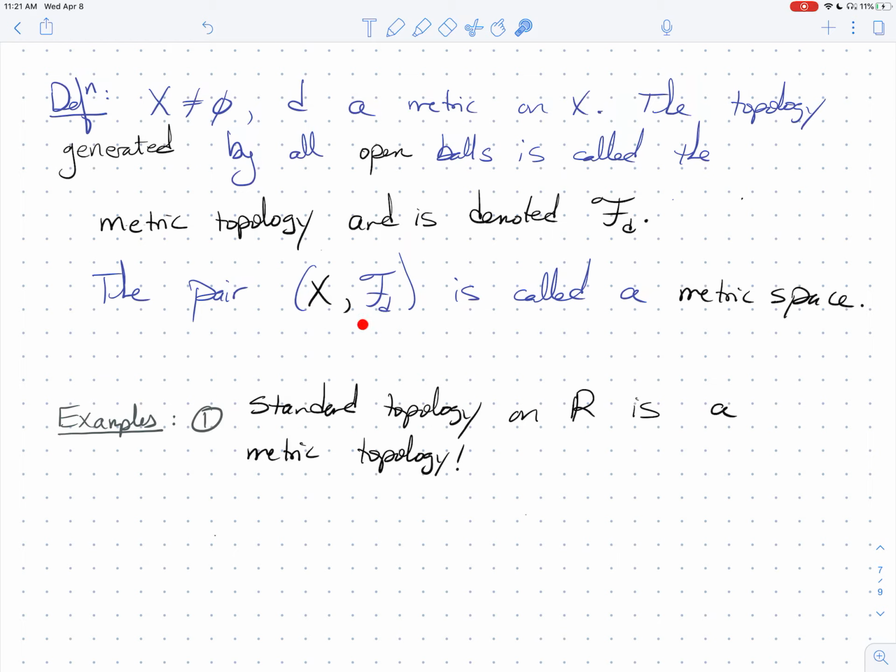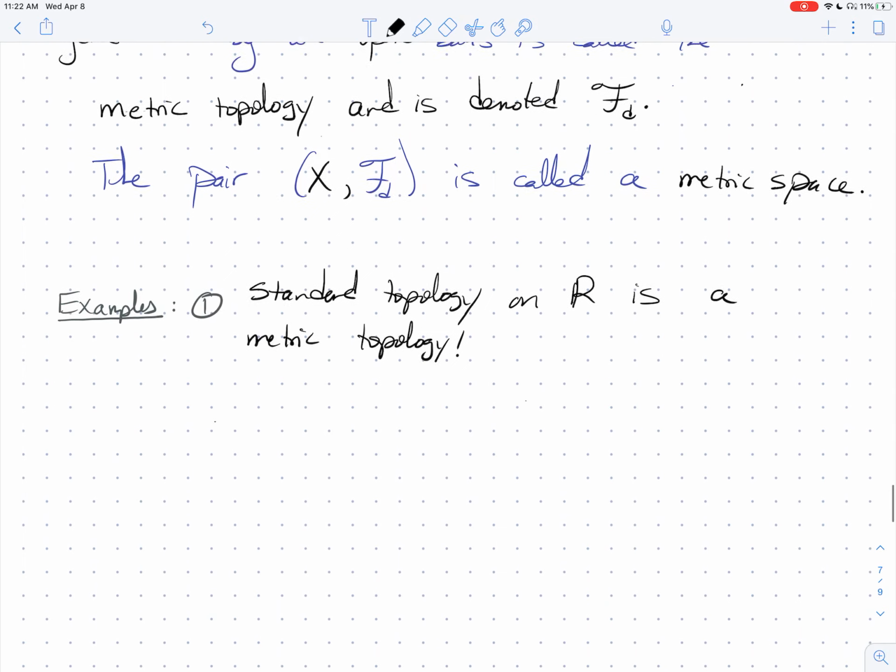And so the pair (X, T_d): here's your set, here's your set of subsets. These are the open sets. This is called a metric space. And you've probably heard those words before, and now you know what they mean. So a couple of examples.